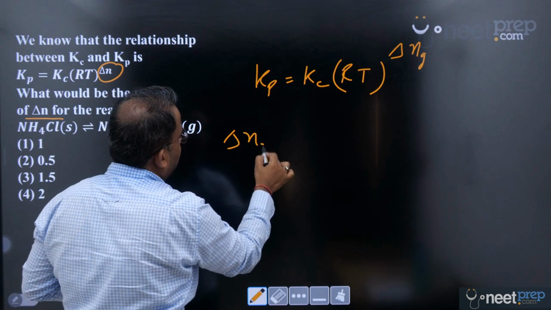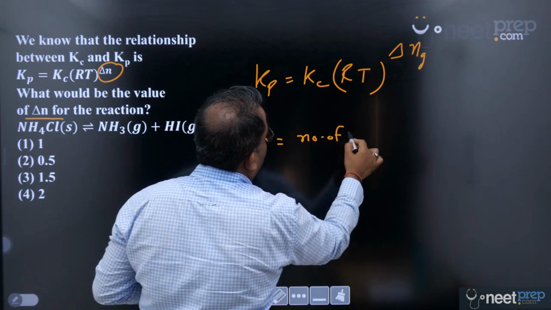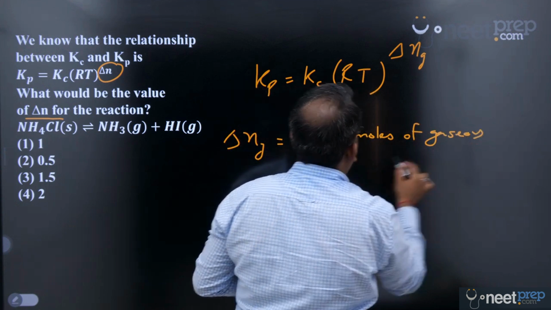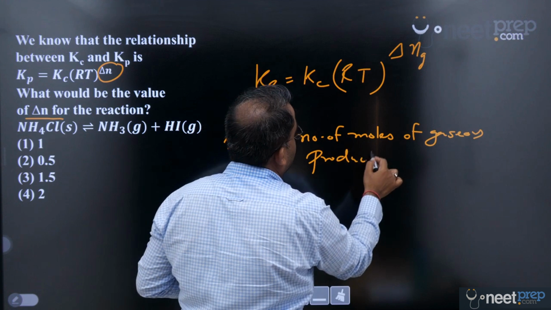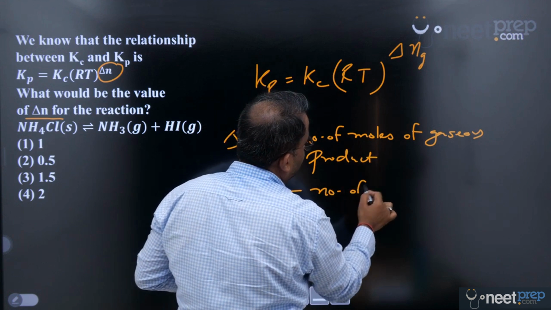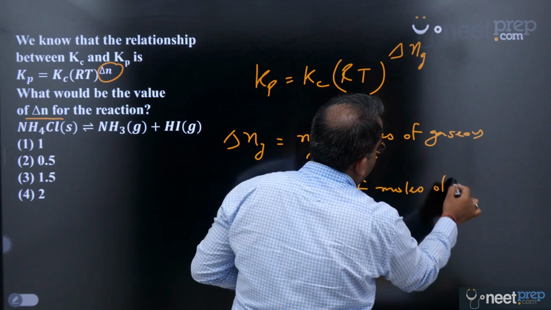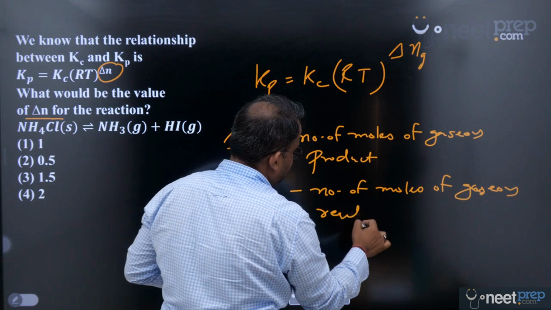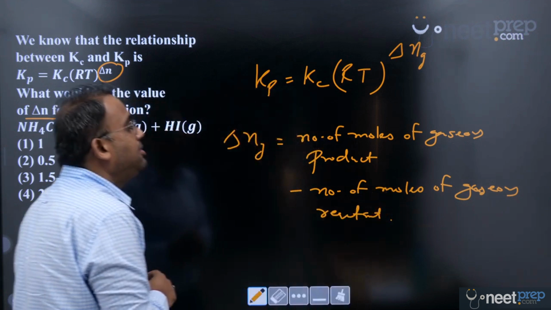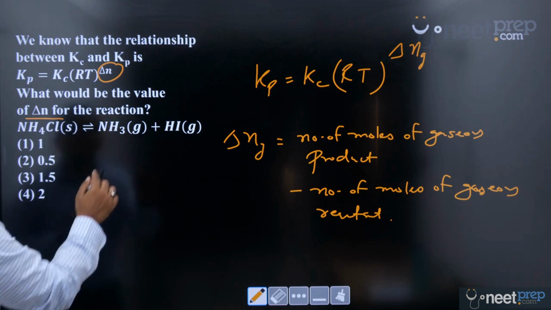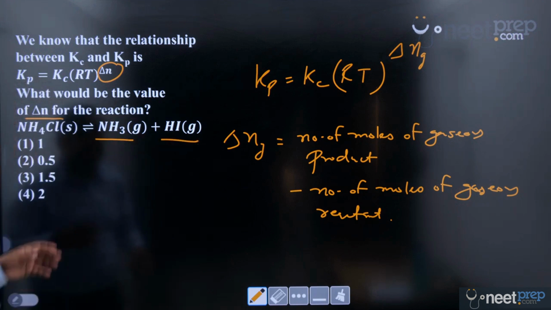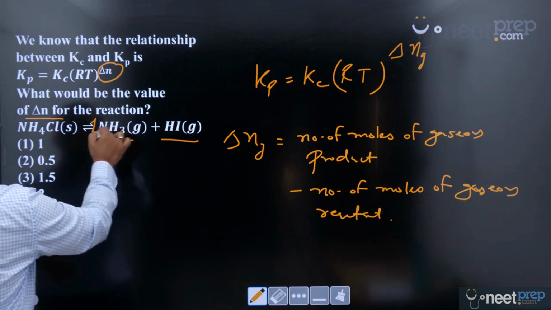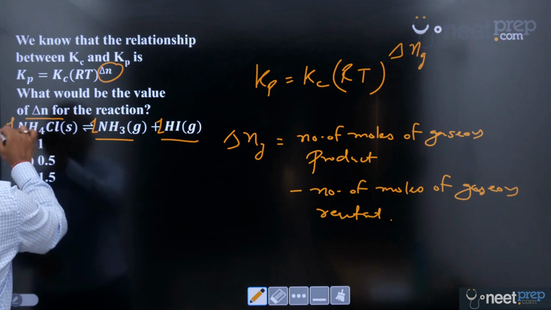Delta Ng is the number of moles of gaseous products, mind it, gaseous only, minus the number of moles of gaseous reactants. No solid, no liquid will be considered in delta Ng. So we have gas here, we have gas here, and this equation also seems to be pretty balanced. One coefficient here, one coefficient here. It is a balanced chemical equation.